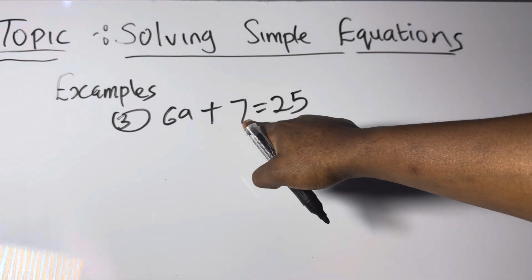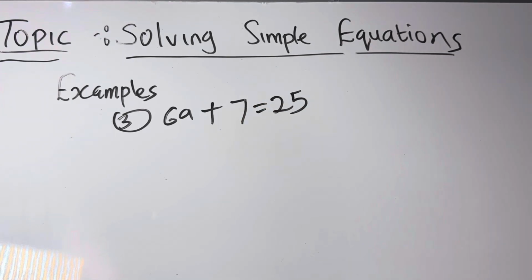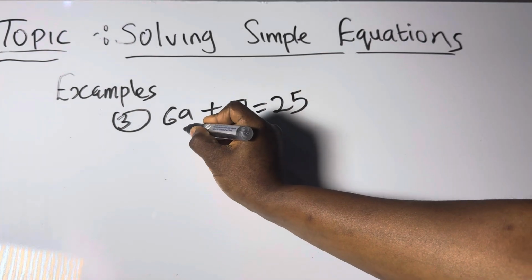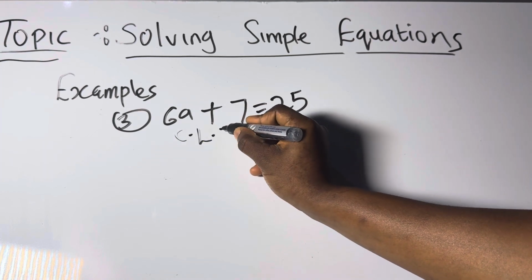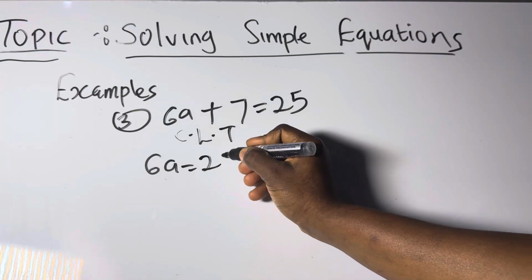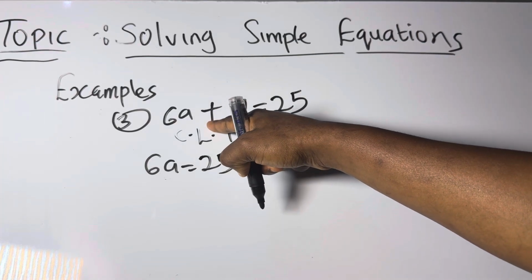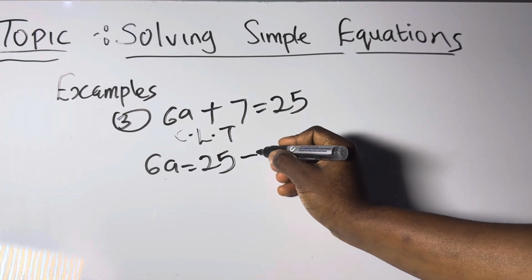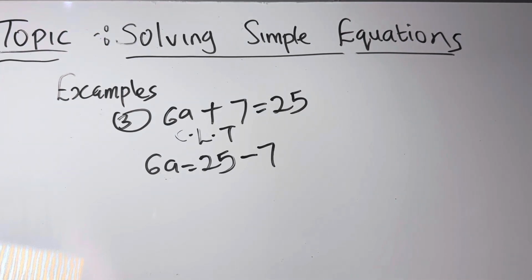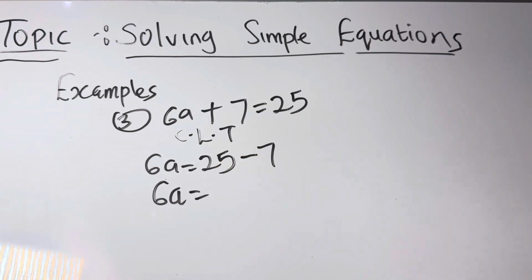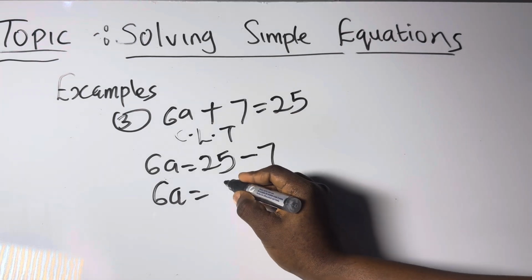Now, you can tell that 7 and 25 are siblings because they don't have the coefficient of a in them. So I'm going to collect like terms by saying 6a equals 25. The plus is crossing to the other side, so definitely it's going to change to a negative 7. Now we have 6a equals 25 minus 7, which gives 18.